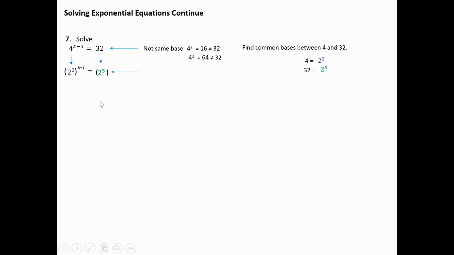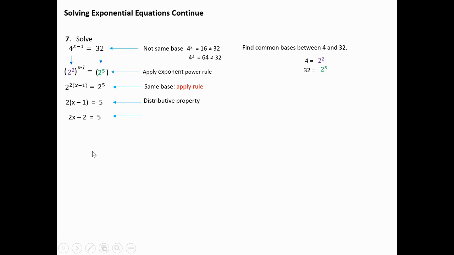Then here we apply the exponential power rule, which means when you have a power to a power, you multiply the powers. So I'm going to multiply 2 times x minus 1 equals 2 to the 5th power. Now we have the same base, so we can apply the rule. When you have the same base, the exponents must equal each other. Now here I'm going to distribute. So that gives us 2x minus 2 equals 5. Then we solve for x by adding 2 to both sides.